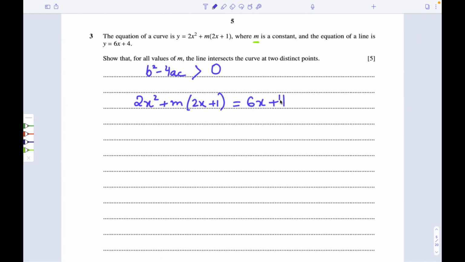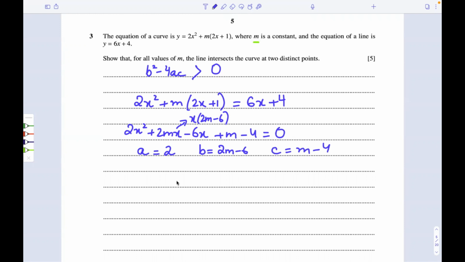Now simplifying this, we get 2x squared plus 2mx minus 6x plus m minus 4 equals 0. So from here, we can deduce that a is equal to 2. b is the coefficient of x, so in this case, that will be 2m minus 6. If we take x common from over here, we will get 2m minus 6 as the coefficient, and c would be m minus 4.